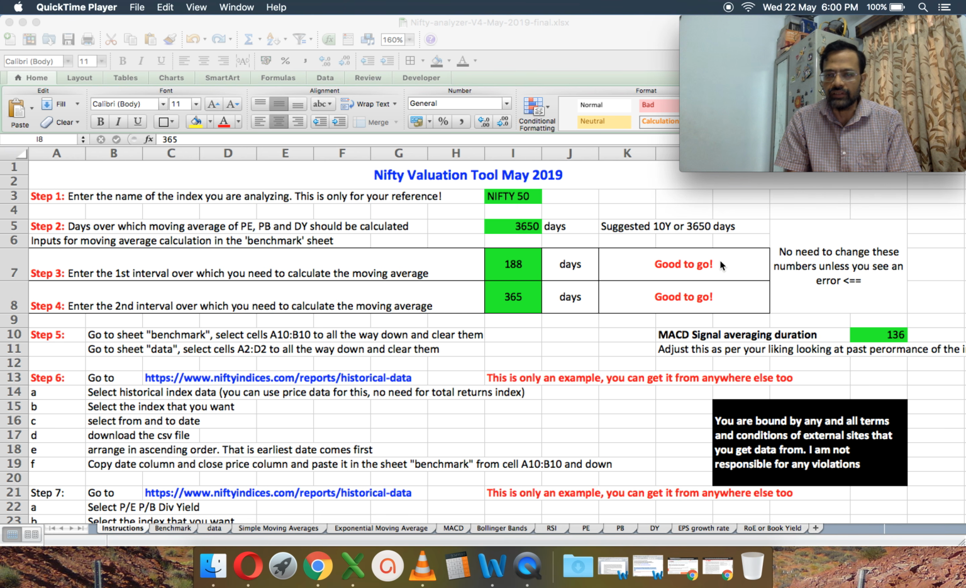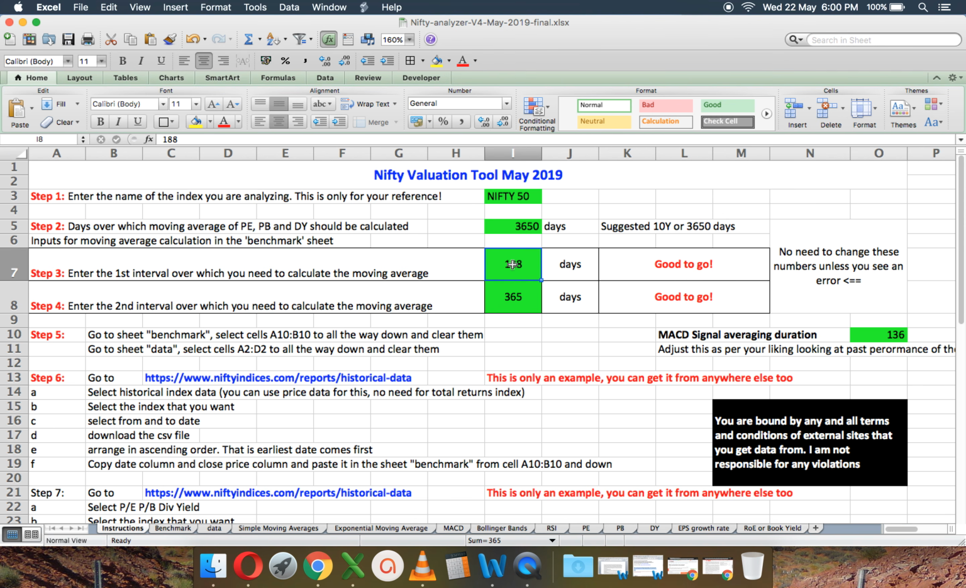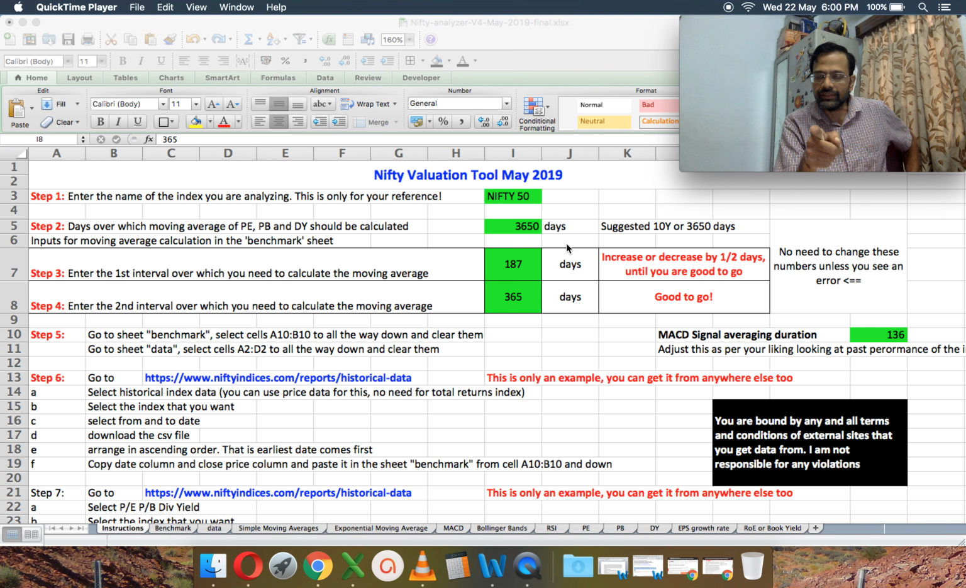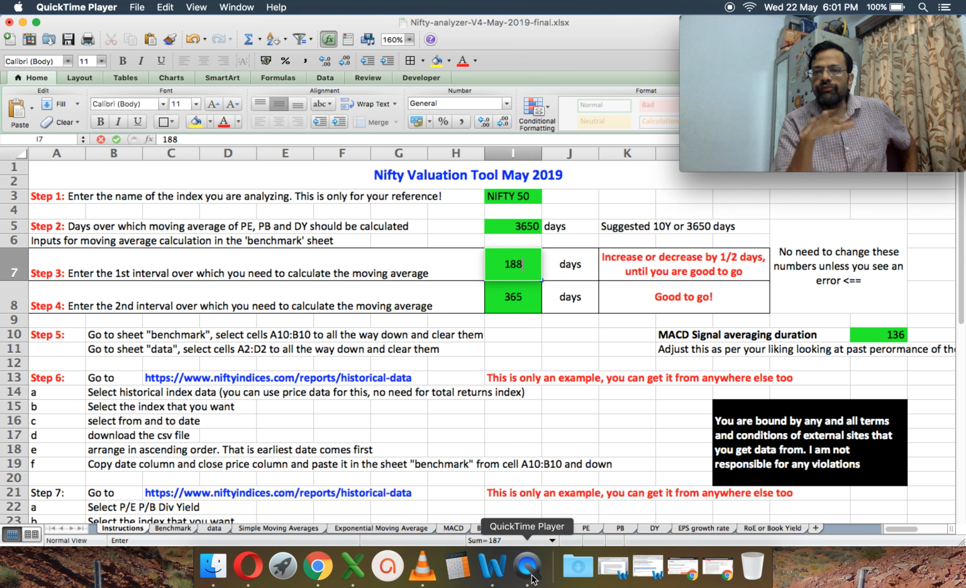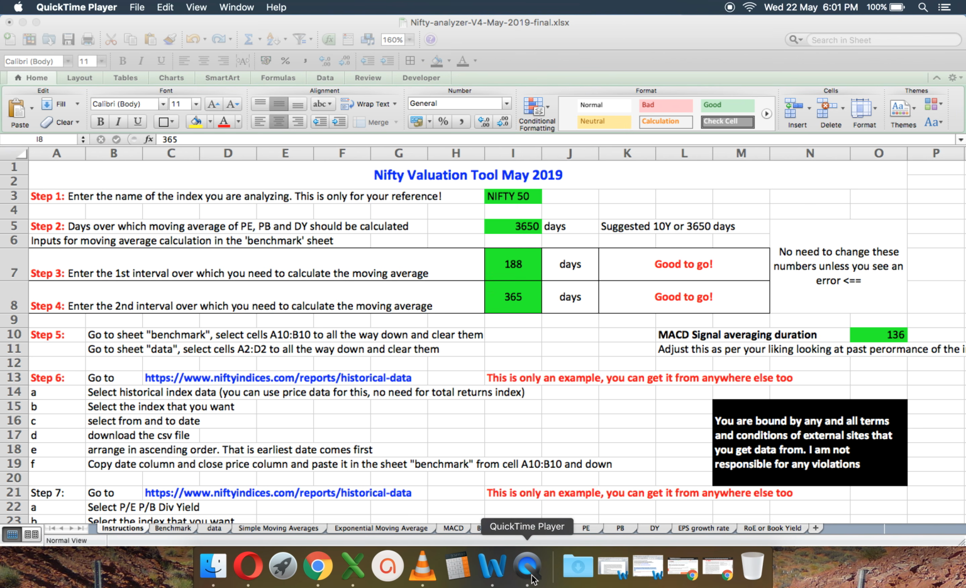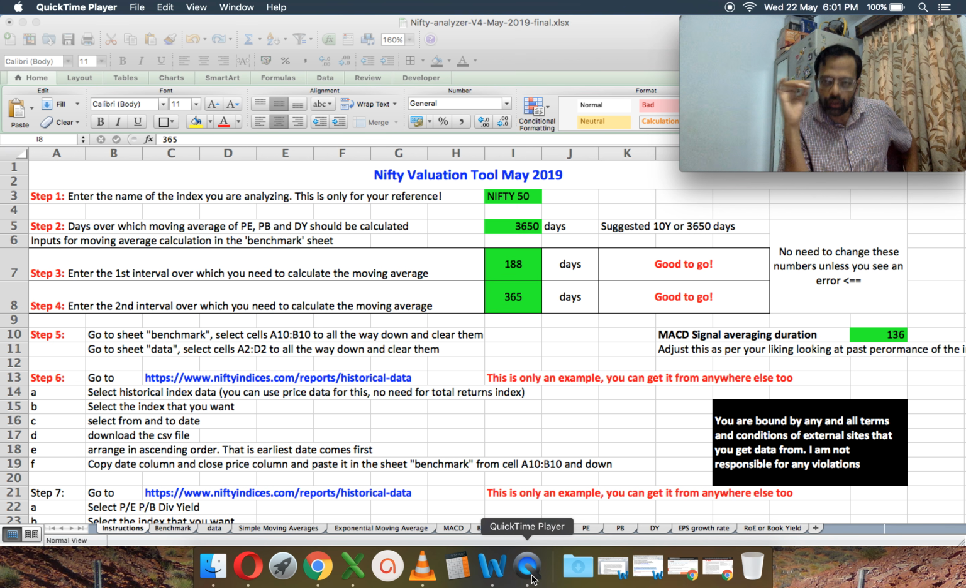Find out if this indicator here says good to go. If it's good to go, you're okay. For example, let's say you have pasted a new index, and let's say this is 187. I've changed the interval over which the average is calculated. It's a big sheet, so it will take a bit of time. Notice that when I changed it to 187, it says increase or decrease by 1 or 2 days until you are good to go. So I'll have to move it back to 188 and wait. Yeah, there you go. That's good to go again. Only when it's good to go should you proceed further and look at all the other calculations.